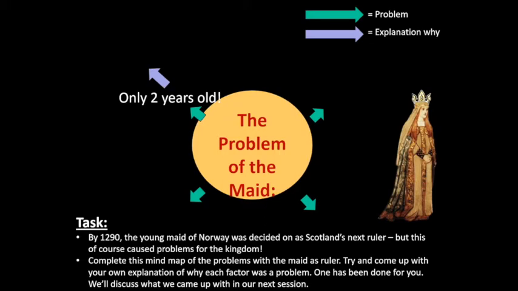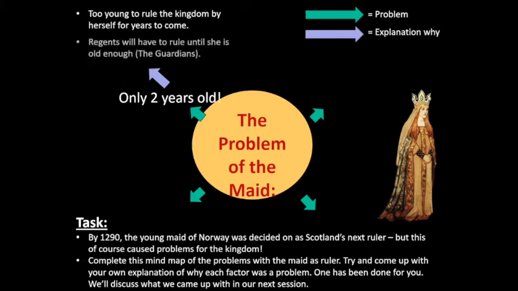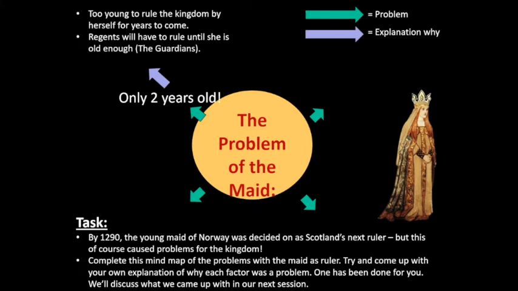And this is trying to get you to exercise a kind of powers of reasoning and analysis. So if she's only 2 years old, an example of this, why it's a problem, she's too young to rule the kingdom by herself, and it's going to be for years to come. Another problem that's going to stem from this is the regents will have to rule until she's old enough to do so herself. Now, in this case, the regents for us are the guardians.